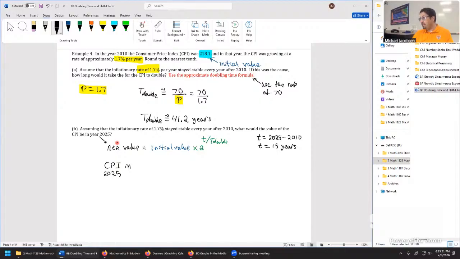So the new value is going to be CPI in 2025. This is going to be the CPI as it was in 2010, 218.1 times 2 to the power of 15 years, divided by the doubling time. So it's not going to double by this assumption of stable growth rate, 1.7%, because 41.2 years haven't gone by, but it's certainly increasing, and this will tell us what it increases to. So that's our brand new computation to take.